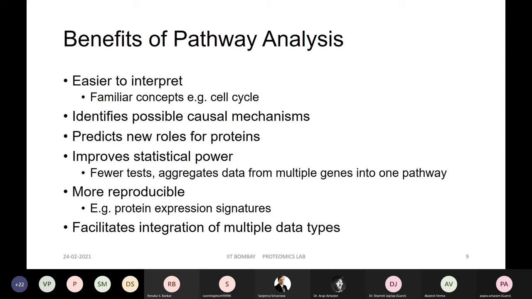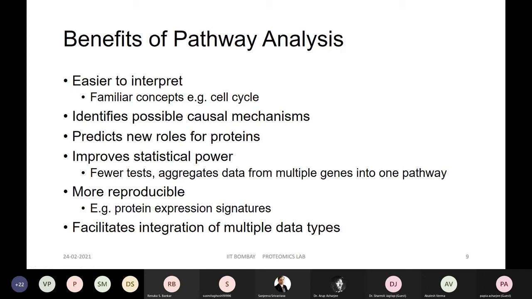So they would introduce you to familiar concepts. It may tell you that it is involved in mitosis, in the cell cycle, in reproductive biology. So it makes it possible for you to identify causal mechanisms. It can also help you to give new roles for a particular protein. It improves the statistical power of your analysis, and it makes your data more reproducible.